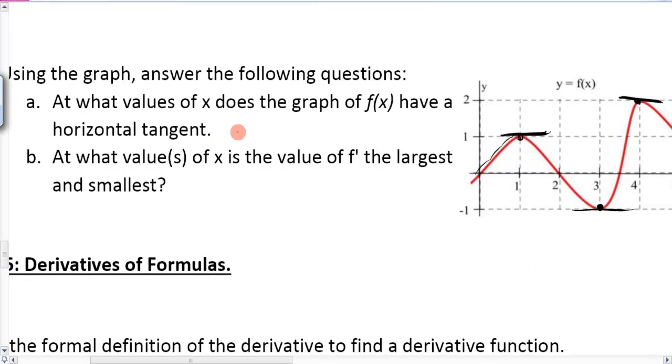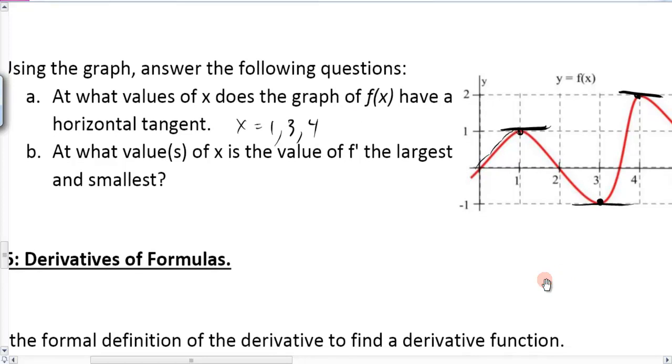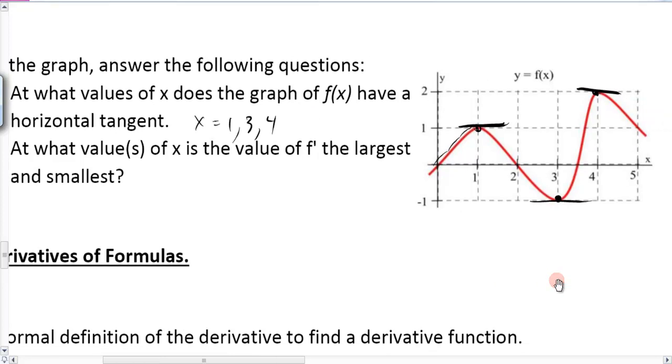So therefore, we have them at x equals 1, 3, and 4. And later on, in a couple sections, we're going to talk about how we can use that, and why that is important. What you can see already is all those horizontal tangent lines happen at max and min values. Okay?